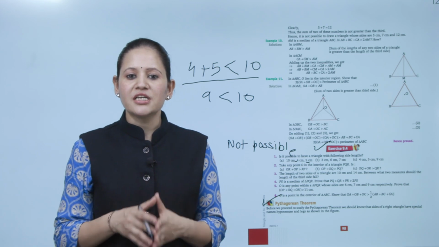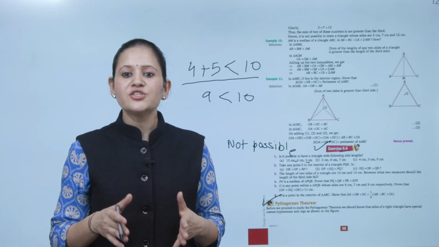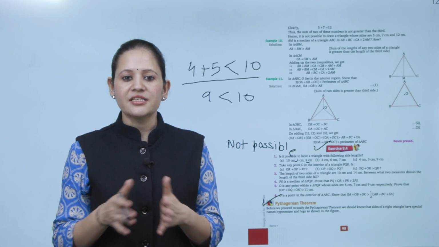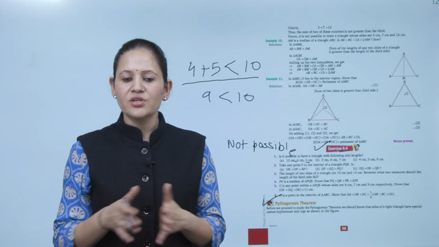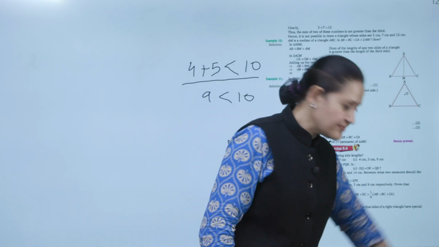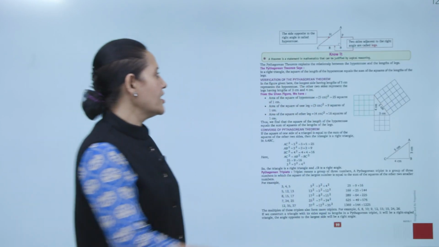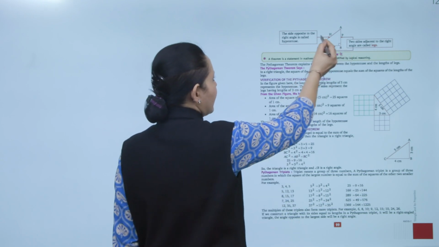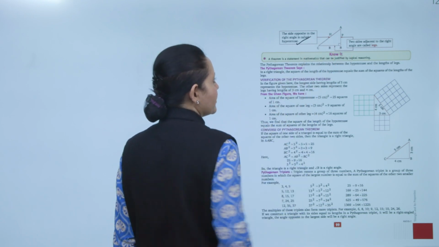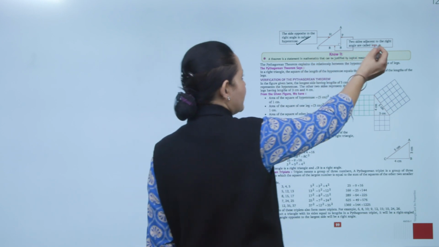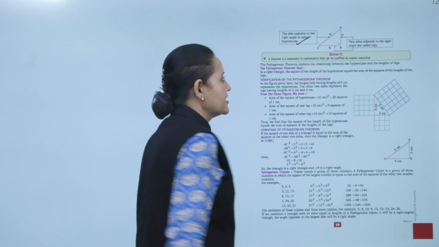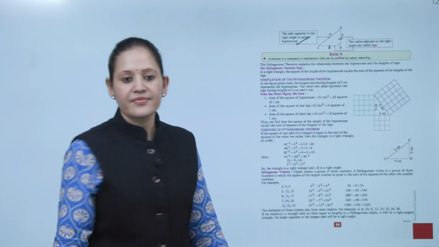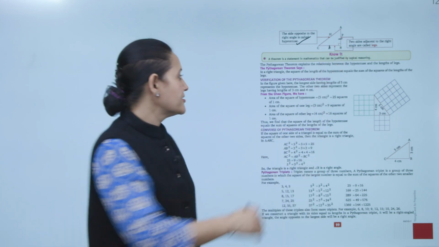Next is the Pythagorean theorem. Before we proceed to study the Pythagorean theorem, we should know the sides of the right triangle have special names, hypotenuse and legs, as shown in the figure. So, here this is a right angle triangle. Here the side opposite to the right angle is known as the hypotenuse. Two adjacent sides of the right angle are called legs. These two sides we will call the legs.